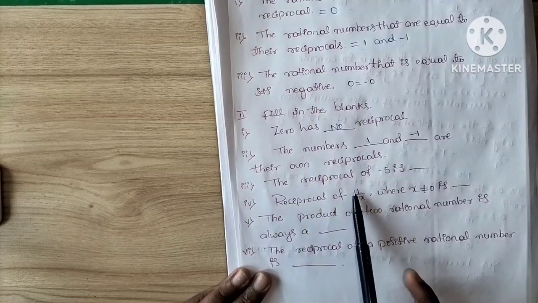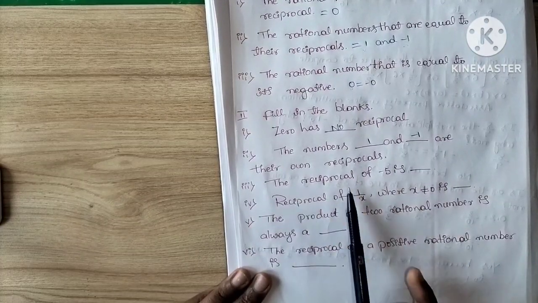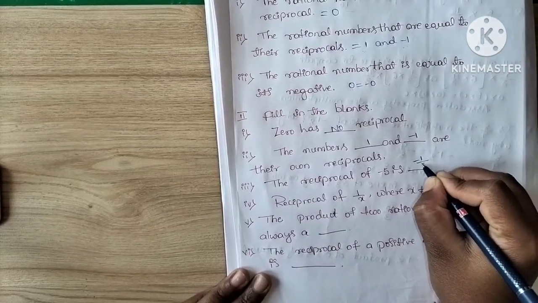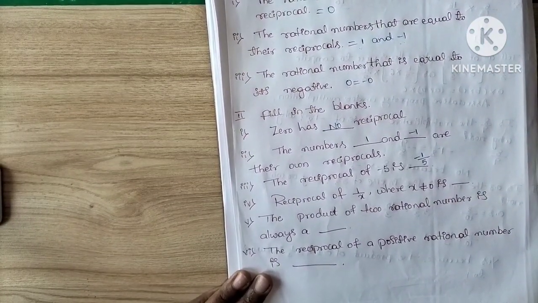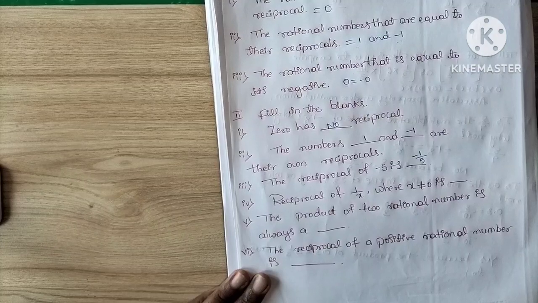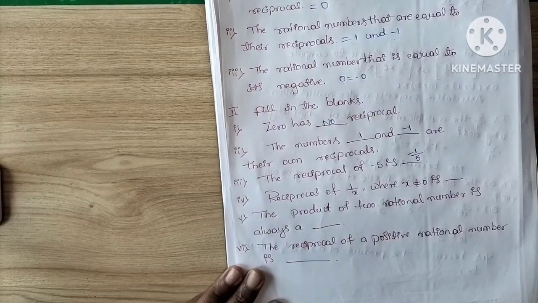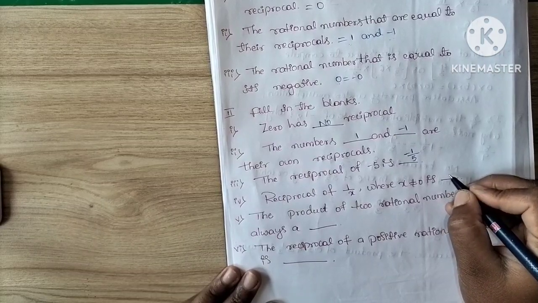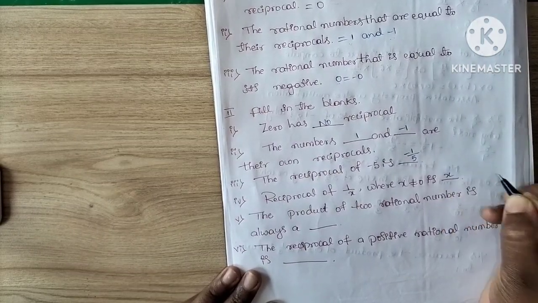Next, third question. The reciprocal of minus 5 is minus 1/5. Okay. Next, fourth question. The reciprocal of 1/x, where x is not equal to 0, is always x.